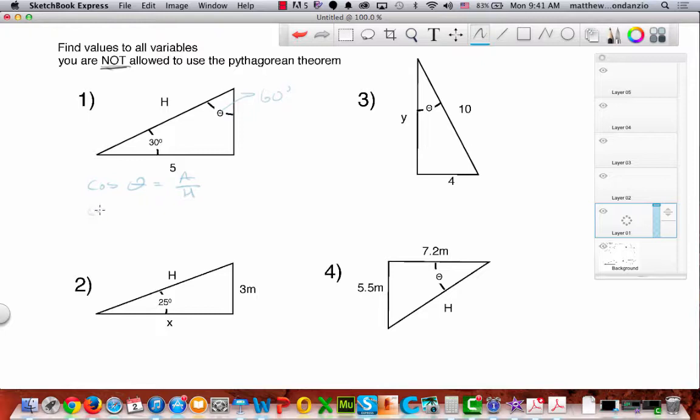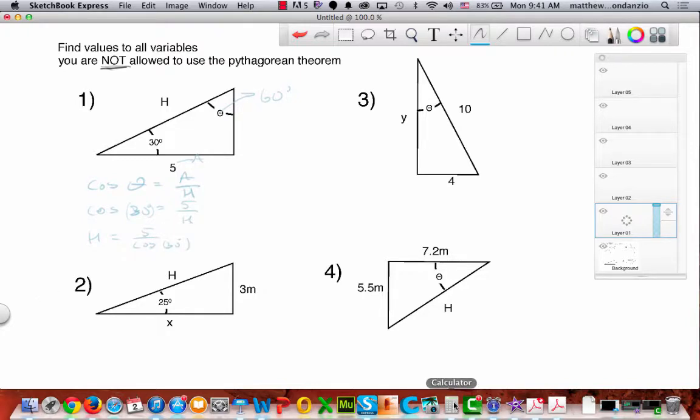Okay. So cosine theta. So cosine of what? Which theta are we using? 30. And that's because for 30, you have the adjacent. This is our adjacent. So it's our 5 over our h, right? So now what do we say? Right, h equals 5 over the cosine of 30 degrees.